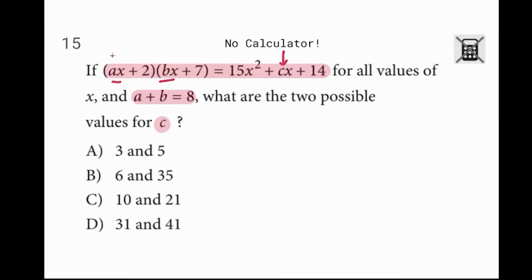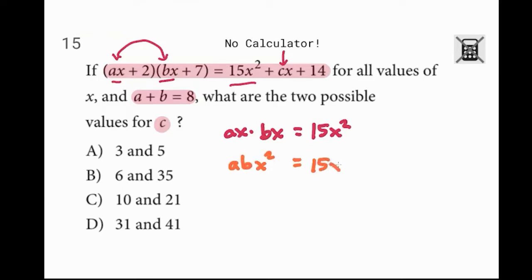If you multiply these two things together, you should get that 15x squared part. So essentially, ax times bx should be equal to 15x squared. If you simplify this left side here, it'd be ab x squared is equal to 15x squared. So long story short, a times b should be equal to 15, because this should equal this.